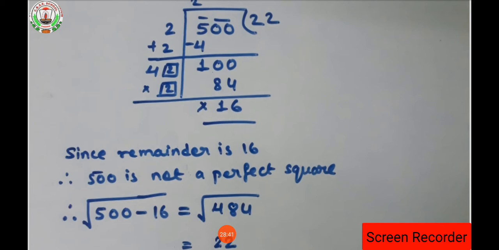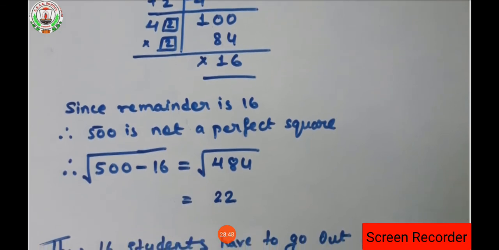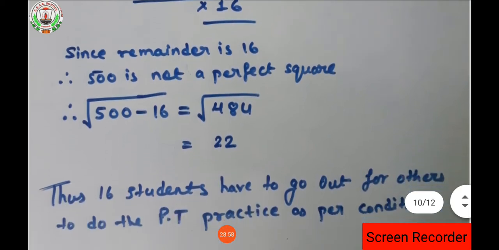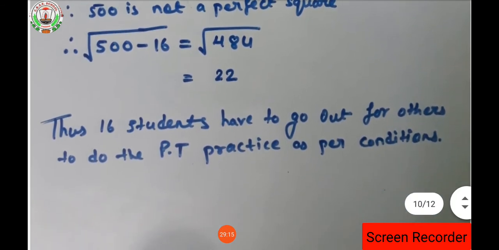So 500 minus 16, the remainder is 16, so the number will be 484. Now the square root of 484 you can find by the long division method or the prime factorization method. So what will that be? 22. The 16 students have to go out for the PT practice as per the condition. Now 22 is the square root of 484, and the rows and columns will be formed by the remaining students. Clear? Okay. Thank you everyone.